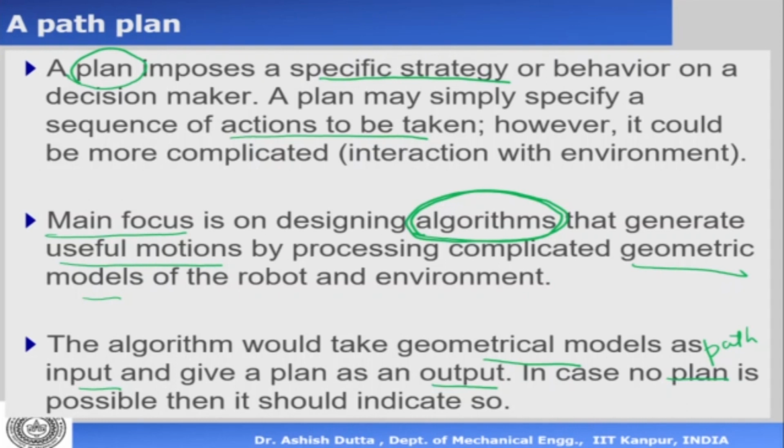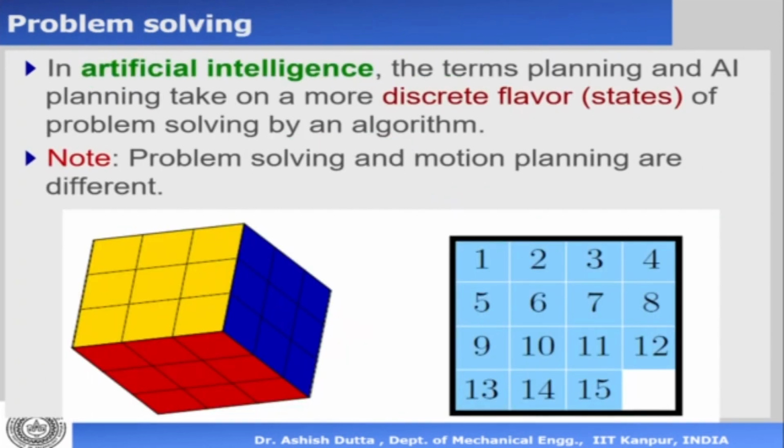Okay. So now you understand what this plan is and what it does. So this is basically a path plan. Okay. Now problem solving is the area they look at in artificial intelligence, more in computer science. In computer science also they use this word planning. So in artificial intelligence, the term planning, or AI planning, takes on a more discrete flavor of problem solving by an algorithm.